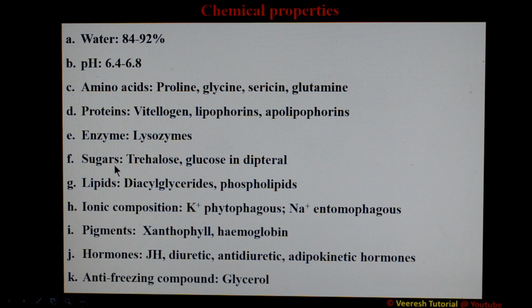The blood sugar present in the haemolymph of almost all insects is trehalose, except in Diptera, where glucose is present. If you look at the ionic composition, phytophagous insect haemolymph is rich in potassium ions, whereas entomophagous haemolymph is rich in sodium ions. That means insects that feed on other insects, like predators and parasitoids.